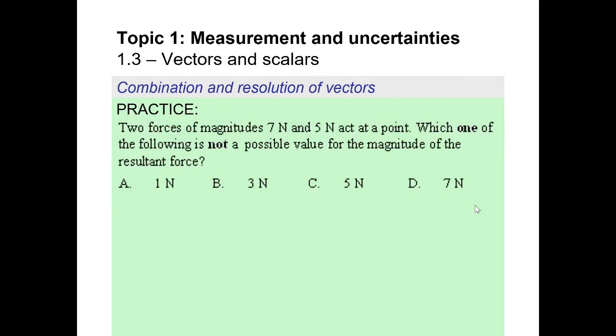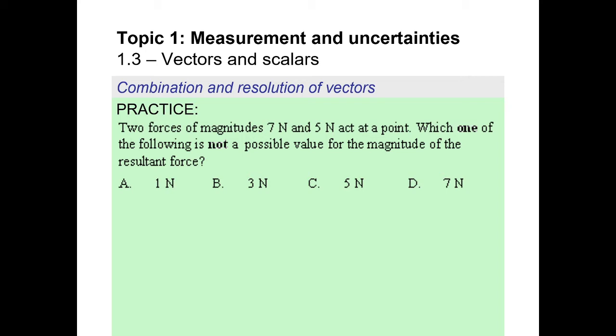Here we go, another practice problem. This one really requires you to imagine these vectors in your mind. Two forces of magnitude 7 newtons and 5 newtons act at a point. Which one of the following is not a possible value for the magnitude of the resultant force?